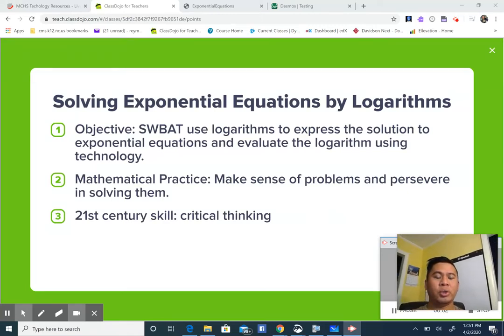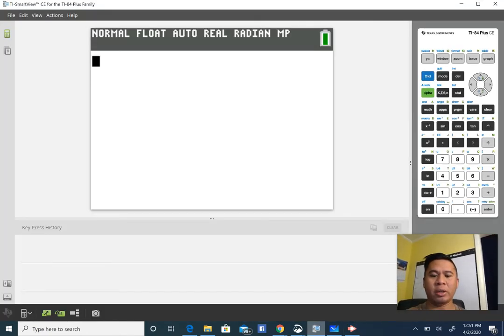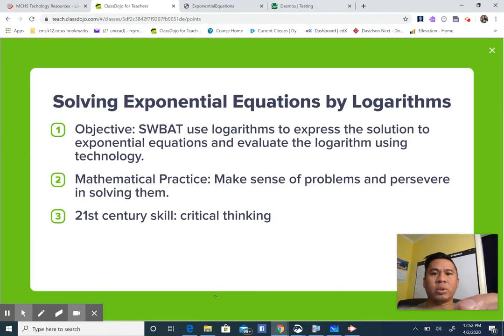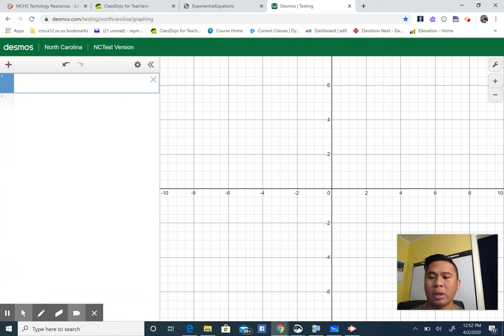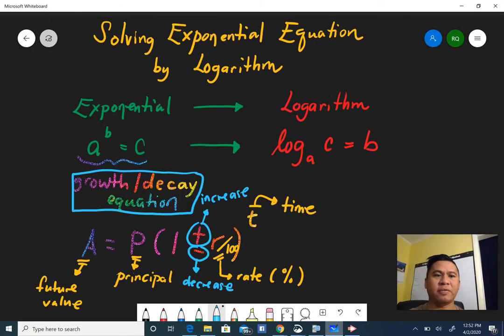Good morning. Today we'll be dealing with solving exponential equations using logarithms. This time we'll be making sense of problems to solve them using critical thinking and technology, using our TI-84 calculator and also using our Desmos. Now, let's go to our graphic organizer for this case first.